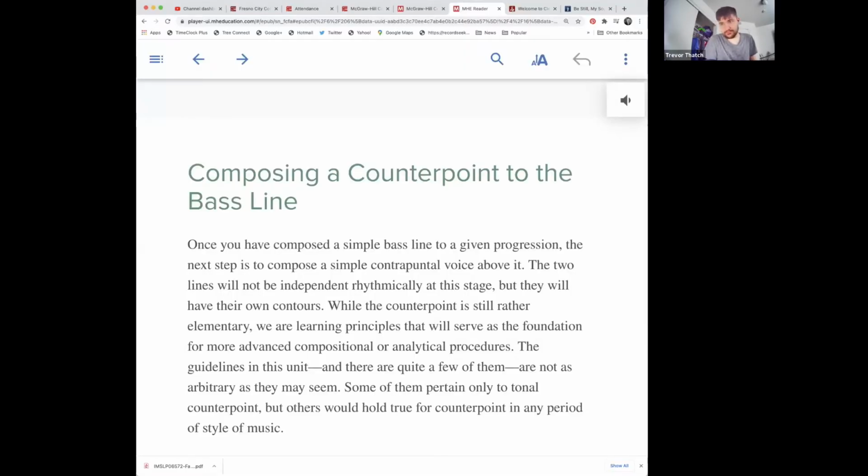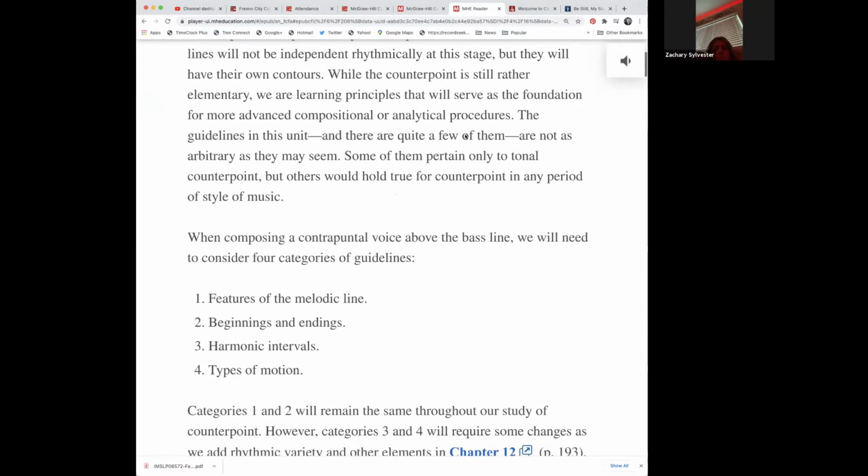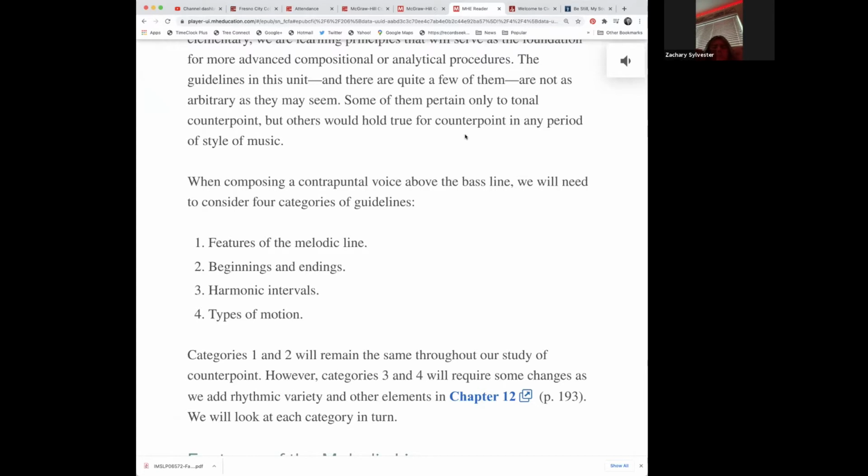Here we go. We got to the section of chapter 11 on composing a counterpoint to the bass line. So this is our top voice, yes? They give us some guidelines in this unit, and there are quite a few of them that they say are not as arbitrary as they may seem. Some of them pertain only to tonal counterpoint, but others would hold true for counterpoint in any period or style of music.